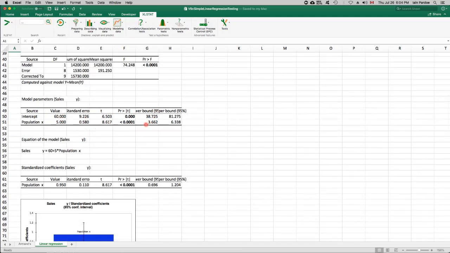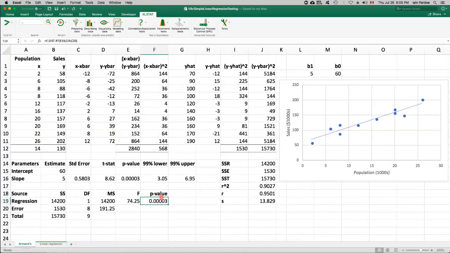XLSTAT, by default, gives you a 95% confidence interval. That's why these numbers differ from what we got, because we calculated a 99% confidence interval. It also gives you a p-value for testing the y-intercept, but we're not interested in that for this discussion. Okay, so that's how to do hypothesis testing for the slope in simple linear regression.